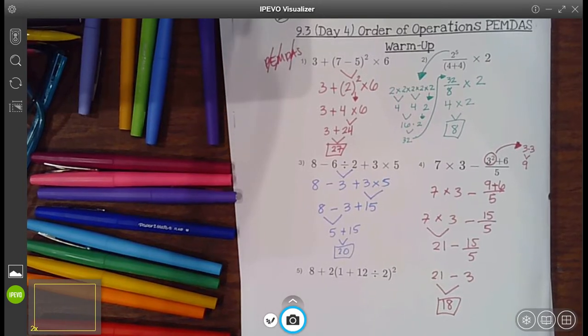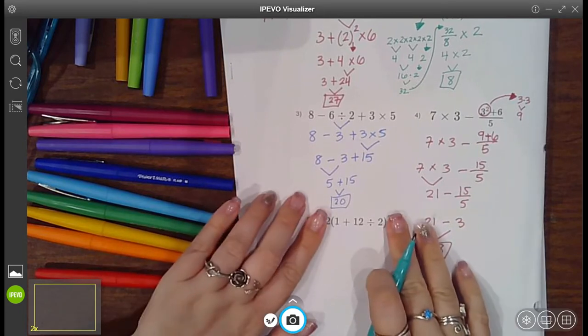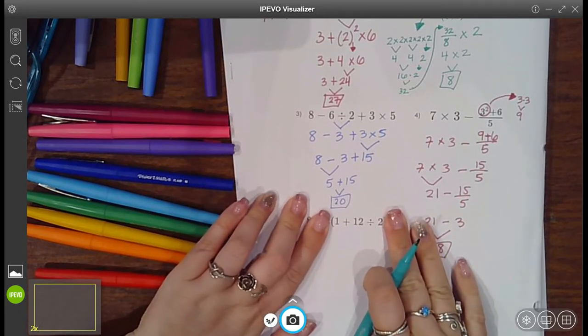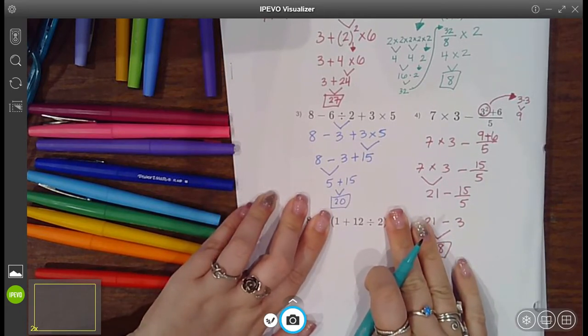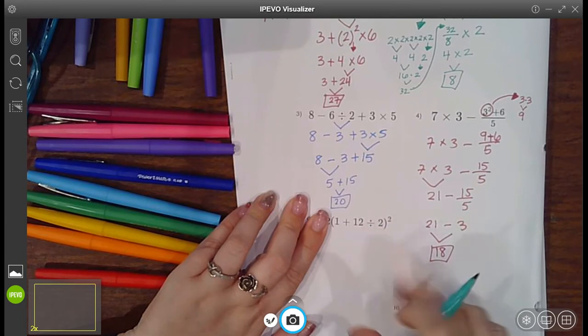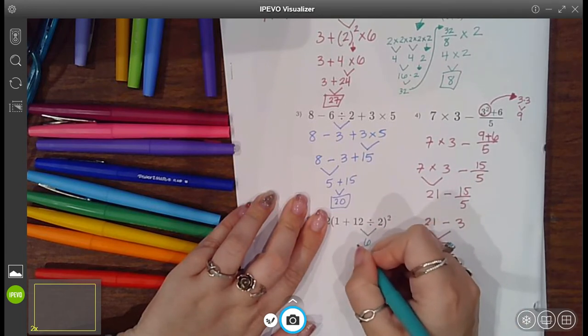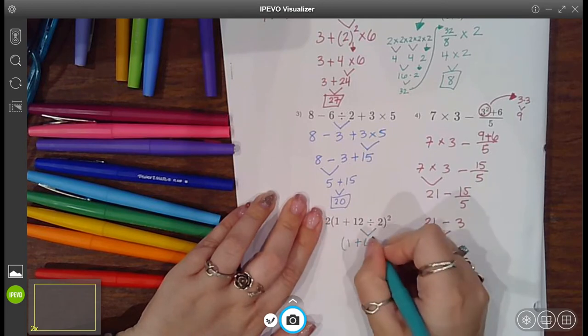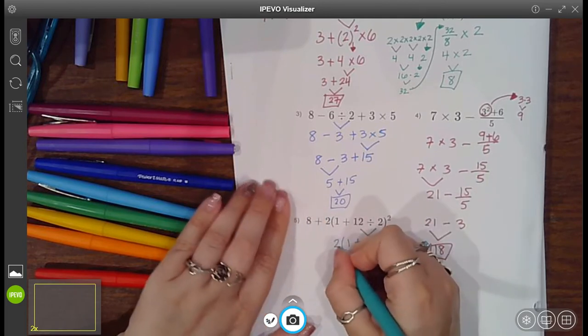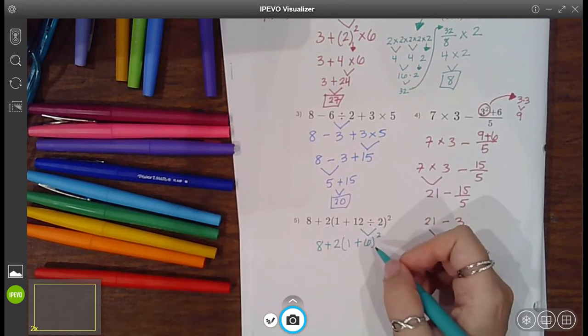And our last one, number 5. Parentheses first. Everything else kind of falls away. Now within those parentheses, the order of operations still applies. So before I can add, I need to divide. So I'm going to divide that. 12 divided by 2 is 6. Bring down the plus 1, parentheses, squared, 2 out there, plus 8. Okay, the only thing I simplified was that 12 divided by 2.